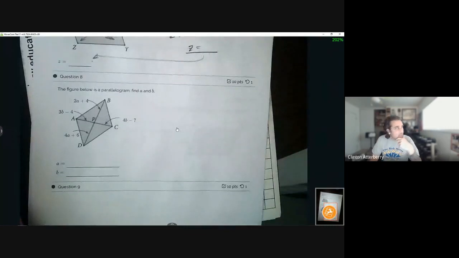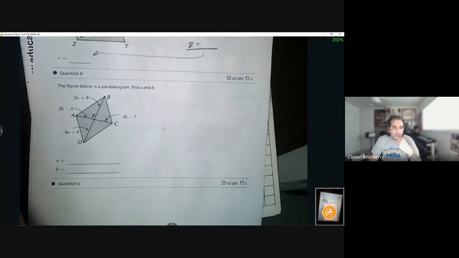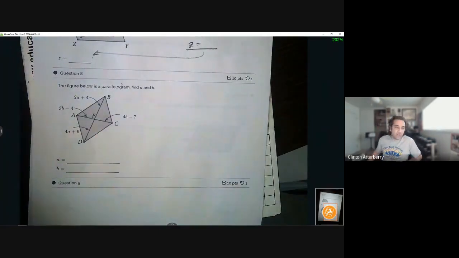All right, a few more to go. The figure below is a parallelogram. Find A and B. Oh my gosh, this looks so complex, right? On a problem like this, I know it can be kind of difficult to see. Let me see if I can grab it. Here we go. So this is a parallelogram. It is telling you.